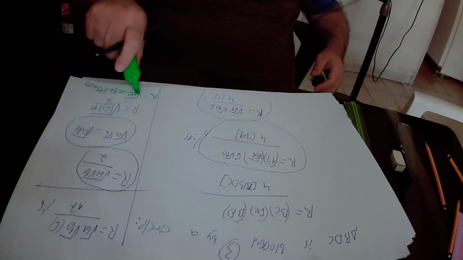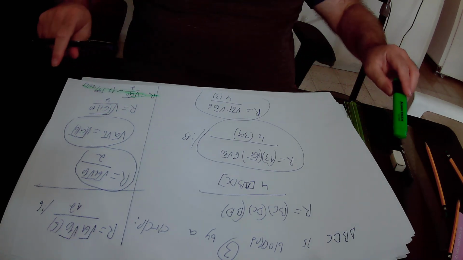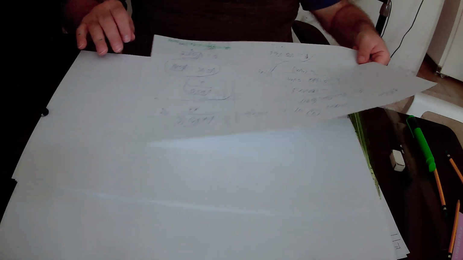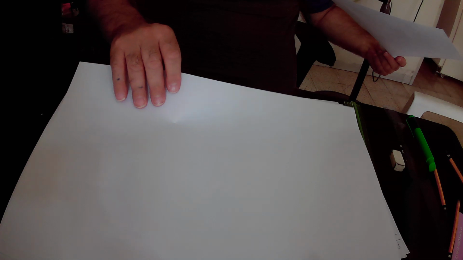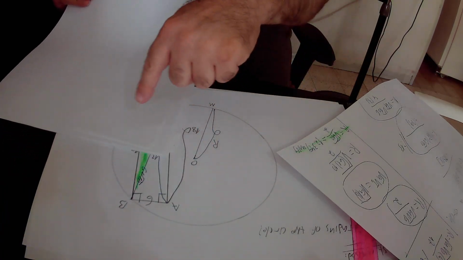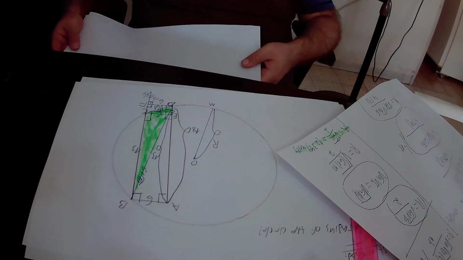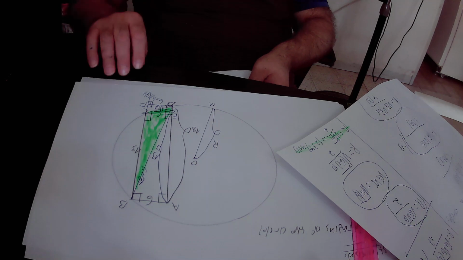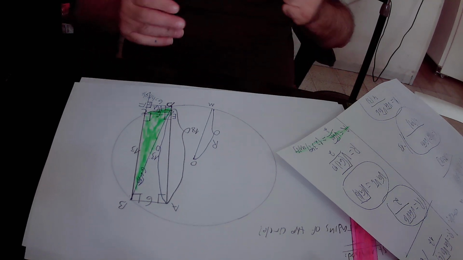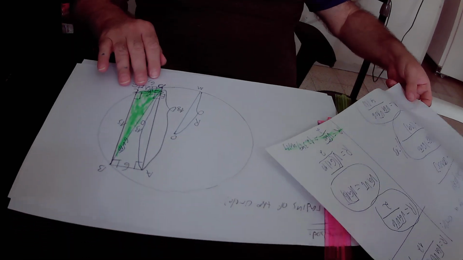Okay, so we finished with the first method. In the next step I will present to you the second method. The second method, how to find out the radius of this circle. Actually this circle also blocks the triangle BDC.